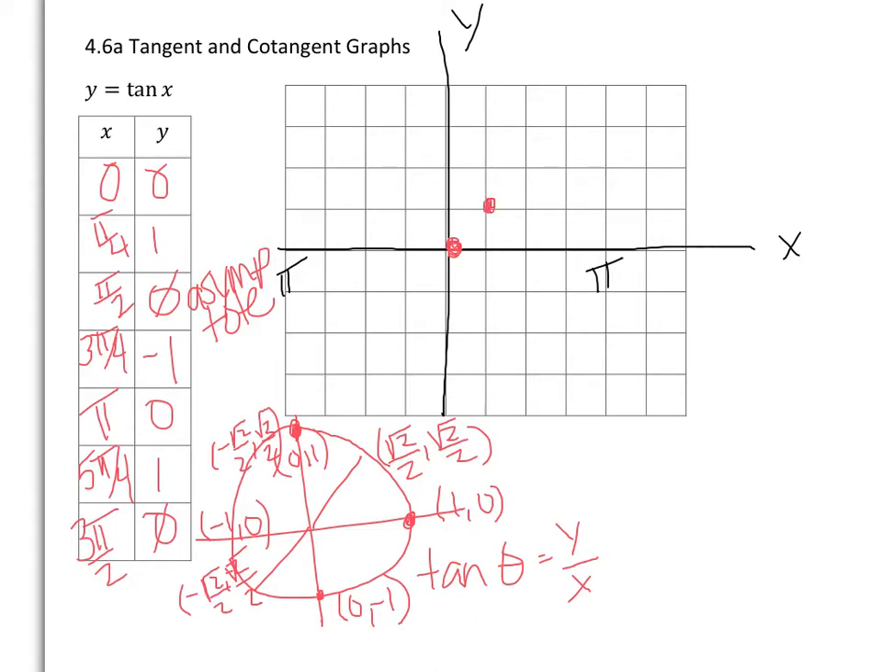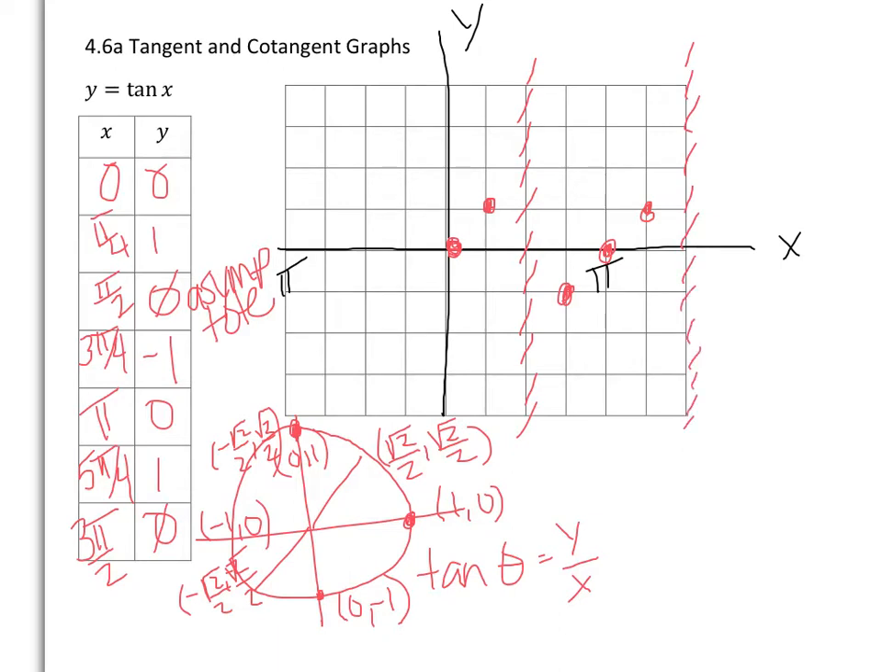And I have an asymptote at pi over 2. For asymptotes, I'm going to do this diagonal dashed line. That looks more like an asymptote and not a line that defines an inequality where you did the shading on one side or the other. It looks different. Okay, 3 pi over 4, we're at negative 1. Pi, we're at 0. 5 pi over 4, we're at 1. And 3 pi over 2, we have hit another asymptote.